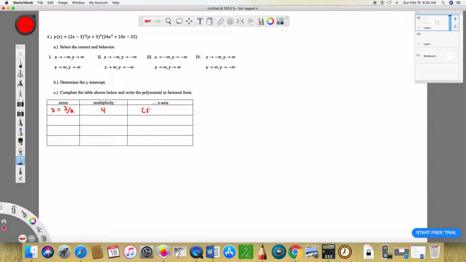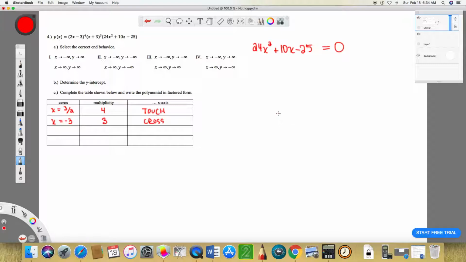And so that's crossing, no, excuse me, it's even. So that's touching the x-axis and then turning. Here at x plus 3, the 0 is going to be negative 3, and its multiplicity is 3, which is odd, so it's a cross. And we're going to have to factor this 24x squared plus 10x minus 25.